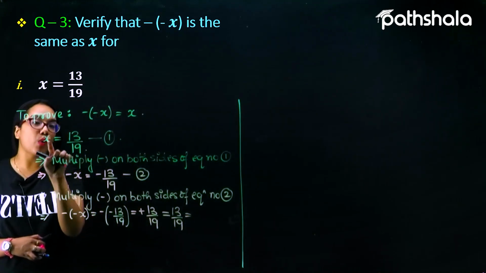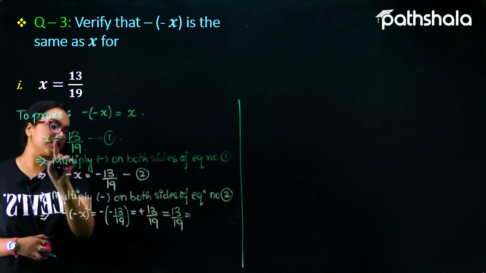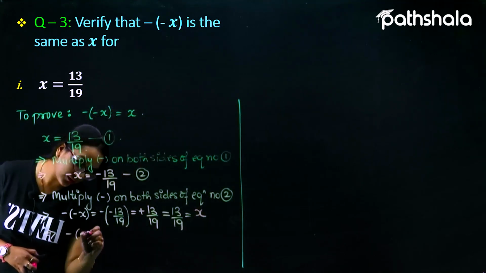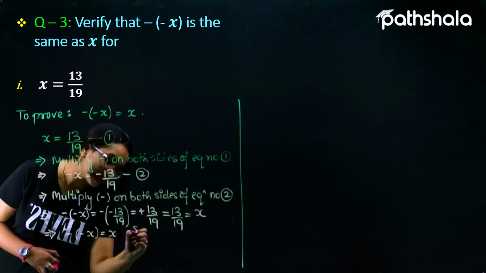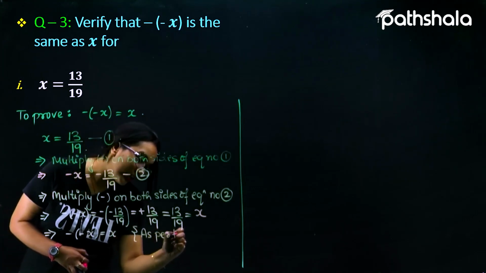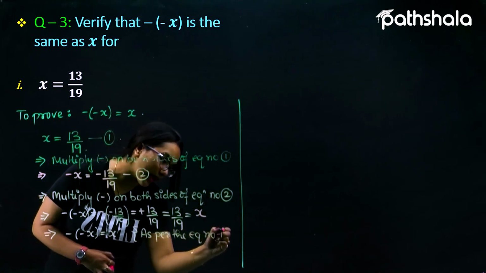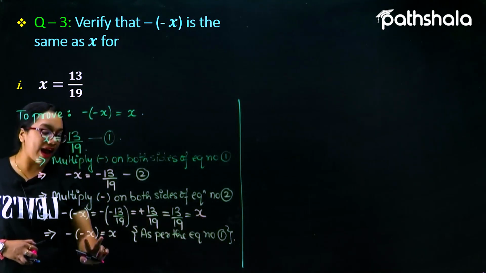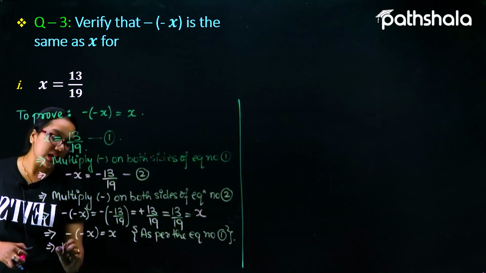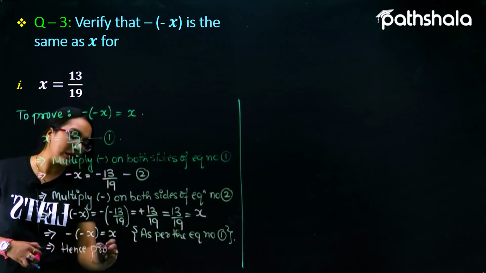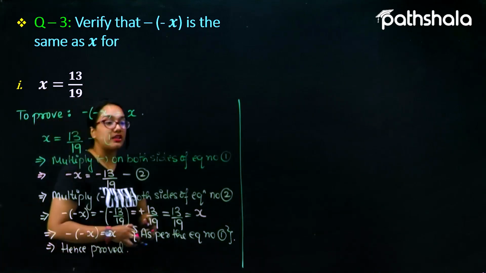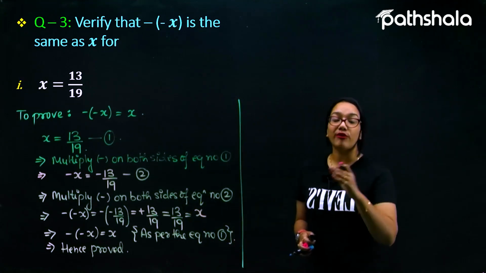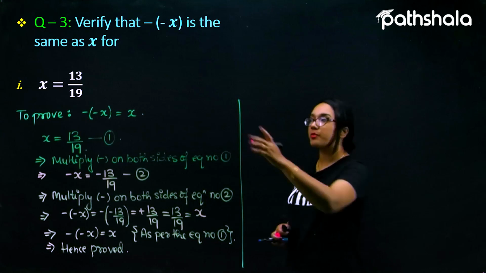As per equation number 1, we know that 13 by 19 is nothing but equal to x. So we can call it x. So at the end, what is the conclusion? That negative of x is nothing but equal to x, as in equation number 1 the value of x is 13 by 19. So at the end we have proved that. Hence it is proved that negative of x is equal to x. So this is my part 1, in which we have proven that negative of x is equal to x for the first part, that is 13 by 19.